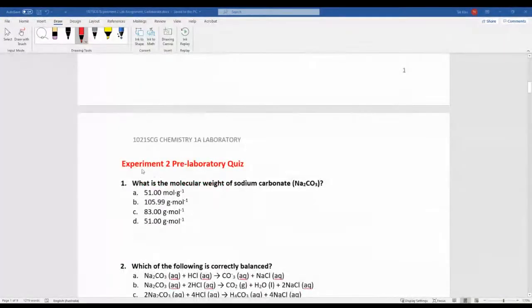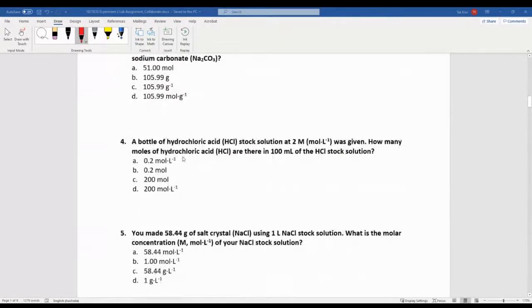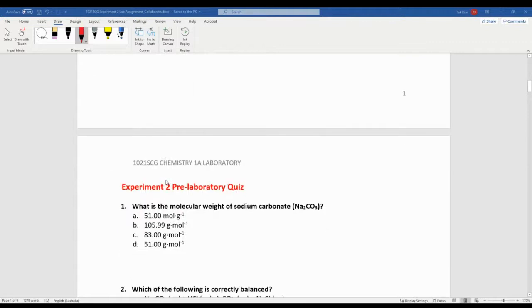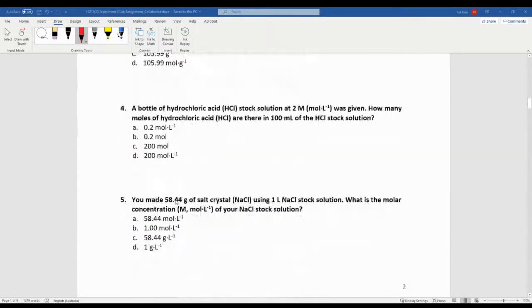By the way, you will also need to complete pre-lab questions. So spend some time on the multiple choice questions. First of all, it'll help you to understand what we are working on, and you will be able to see similar questions on your quizzes and exams, right?